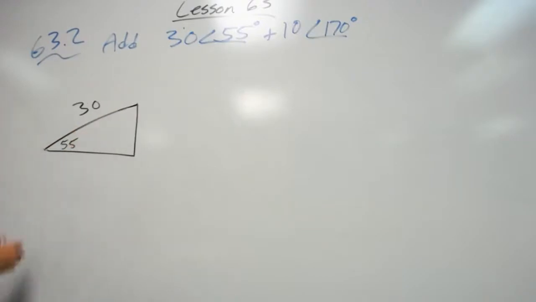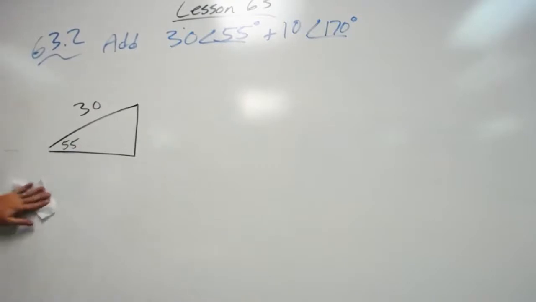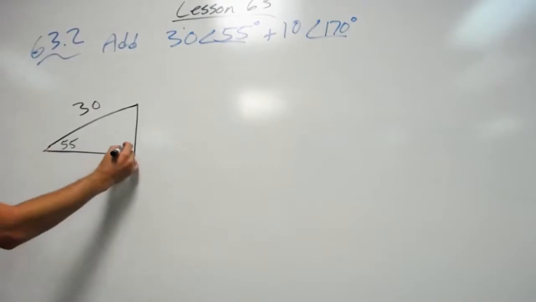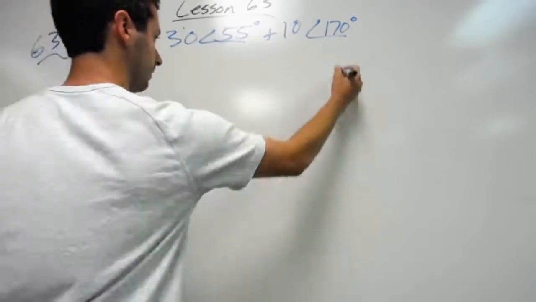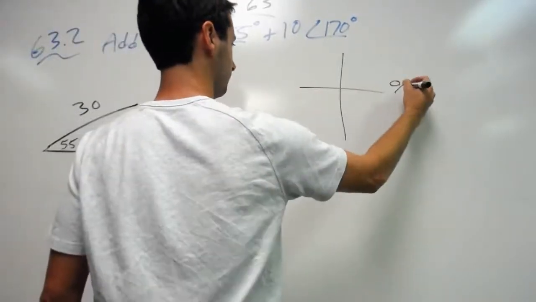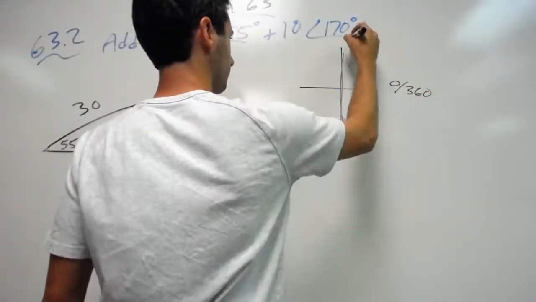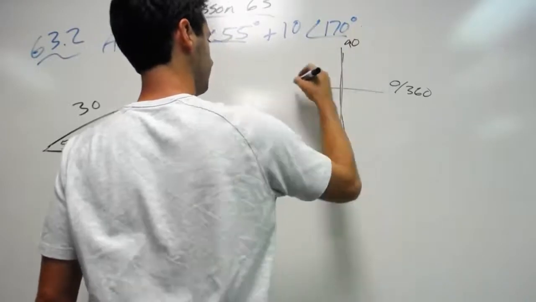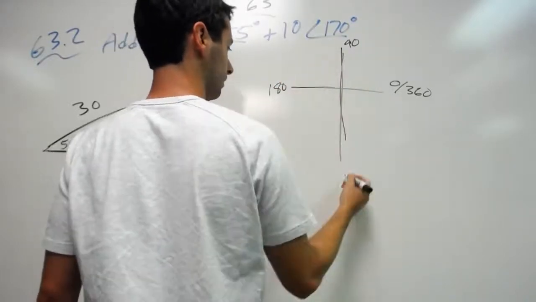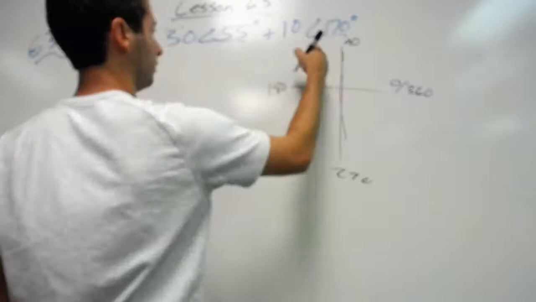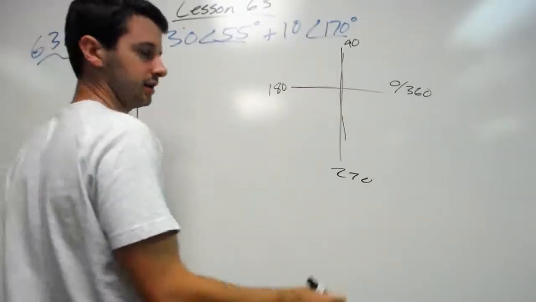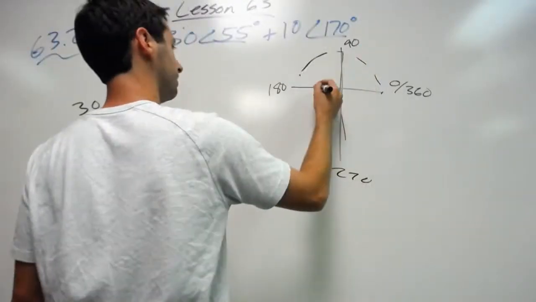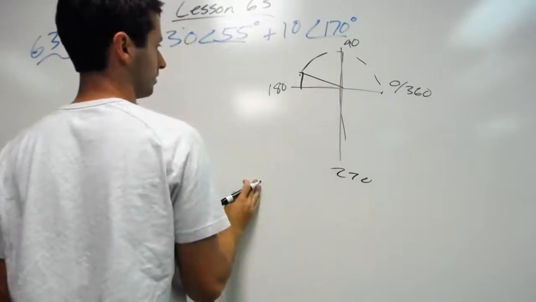Put it on a coordinate grid. That's where it would be, just so you can see it. And then our other one, let's go ahead and map this one out. 90, 180, 270. 170 is between 90 and 180. So we go about 170, stop, make our triangle.